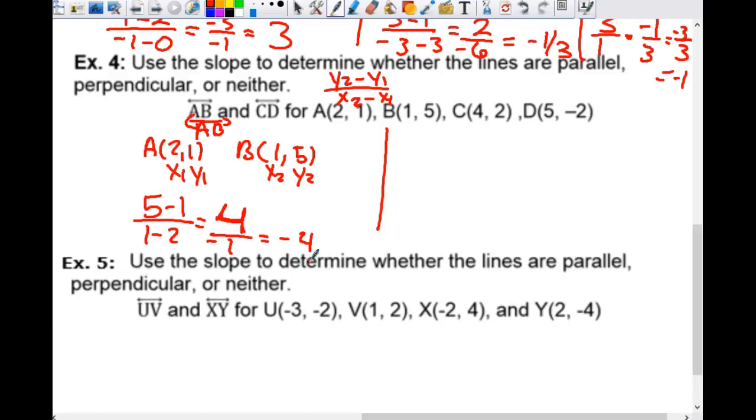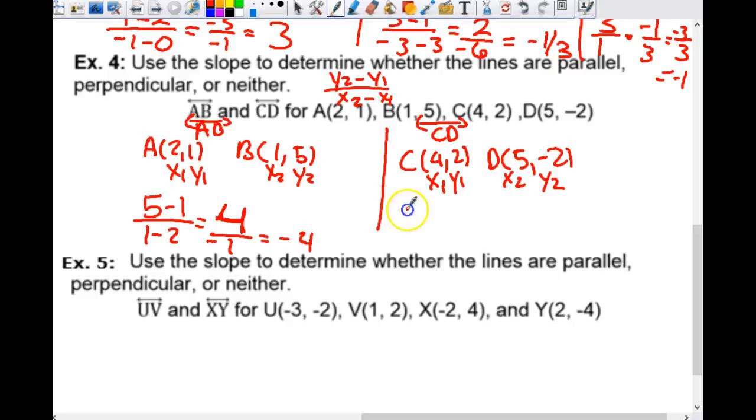Next one. We have CD, which is C is at 4, 2, D is at 5, negative 2. Label it. Plug it in. Negative 2 minus 2, and then 5 minus 4. Well, that happens to be negative 4 over 1, which is, so are these two the same?